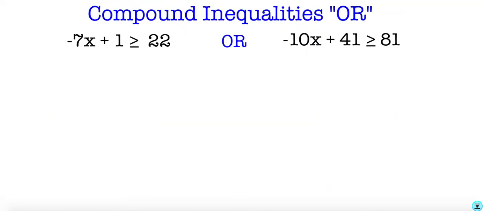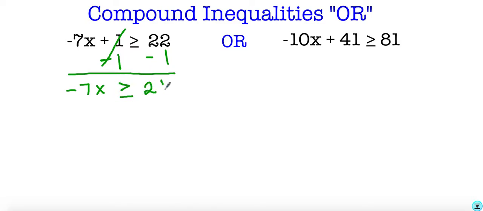Let's try another example. So negative 7x plus 1 is greater than or equal to 22, or negative 10x plus 41 is greater than or equal to 81. So here we'll do the same thing. We're going to isolate x. So I'll subtract first by 1 on both sides. I have negative 7x. This cancels out because they're opposite. Is greater than or equal to 21.